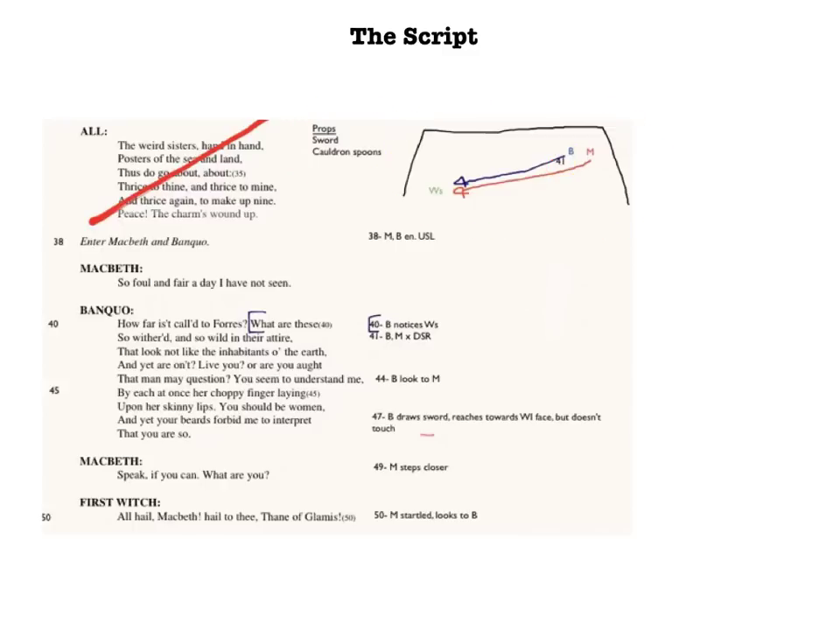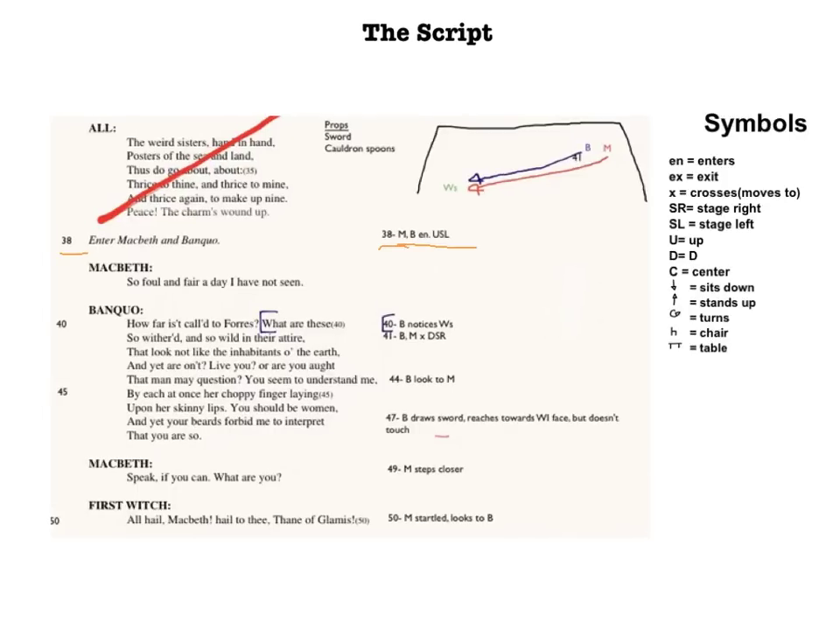Now let's take a look at stage directions. The first thing you're going to notice is that every direction is lined up perfectly with the line number that it occurs on. For example, 38 happens right next to line 38. That's obvious enough. The other thing you've probably noticed is the shorthand that's used for every stage direction. For example, Macbeth becomes M, Banquo becomes B, Witches become WS, and so on and so forth.